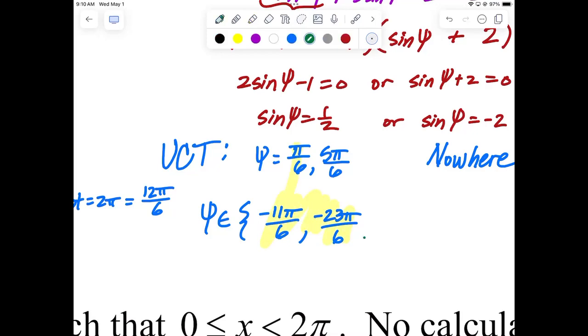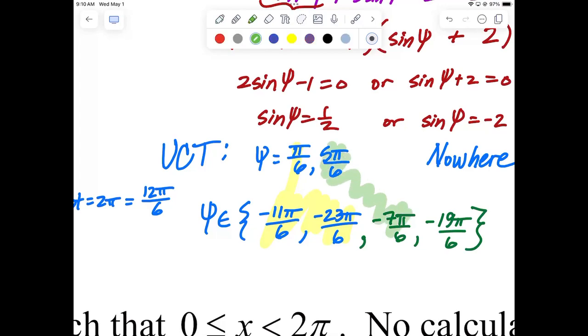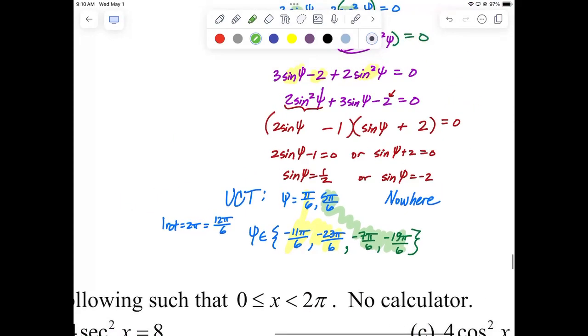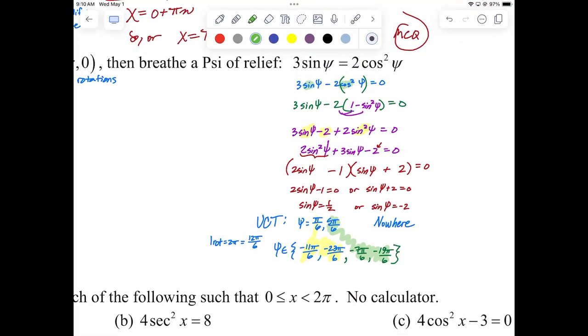And then I got 2 more here. What's 5 pi/6 minus 12? Negative 7 pi/6. And what's negative 7 minus 12? Negative 19 pi/6. And there they are. There's your 4 solutions. Yeah, it didn't say to find all of them, and it didn't say between 0 and 2 pi. We only want the negative angles between negative 4 pi and 0. So we still find the ones we want between 0 and 2 pi, and then we modify them. And there's your solutions. They're all going to be in the domain because we don't have a denominator, so we're good.